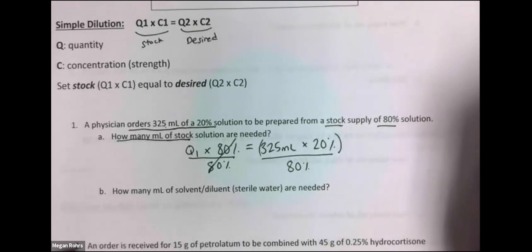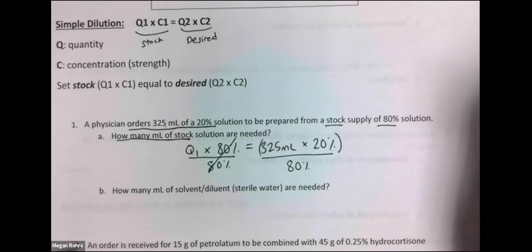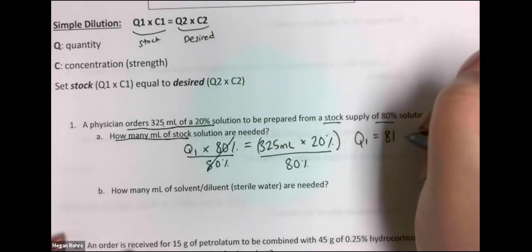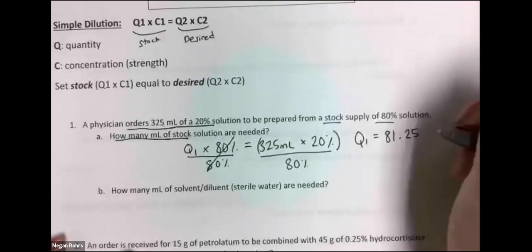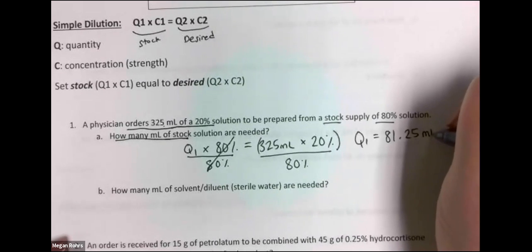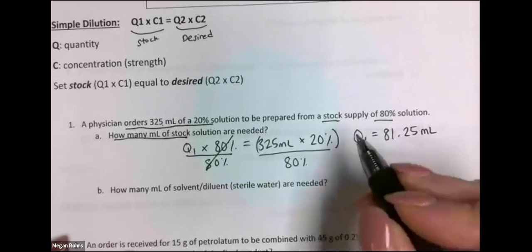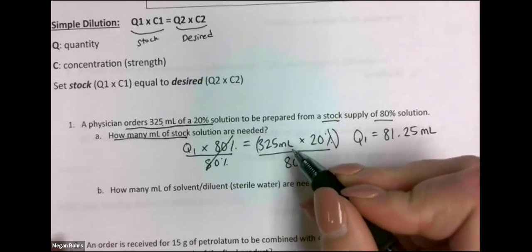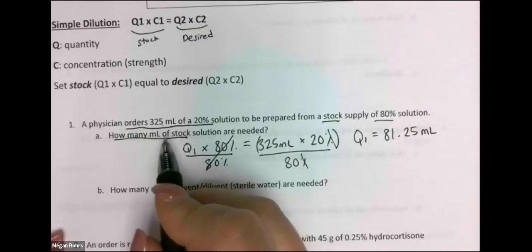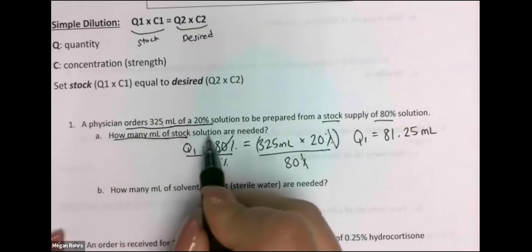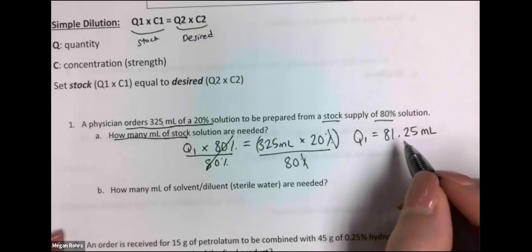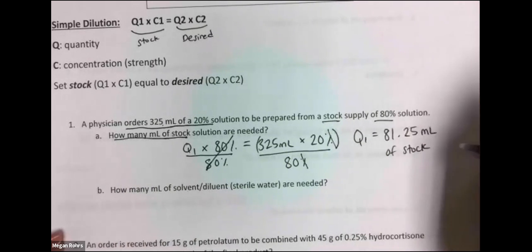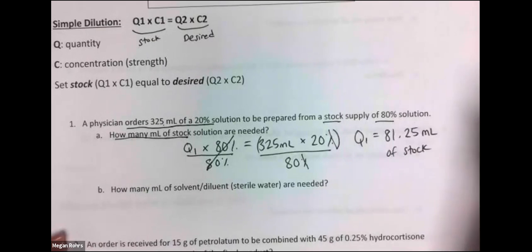That leaves me with 81.25. So Q1 is 81.25 mils. That's my quantity. Remember, your percents would cancel out here. Left with mils. So now how I know how much stock solution I need. So 81.25 mils of stock. Remember, our stock was 80%.